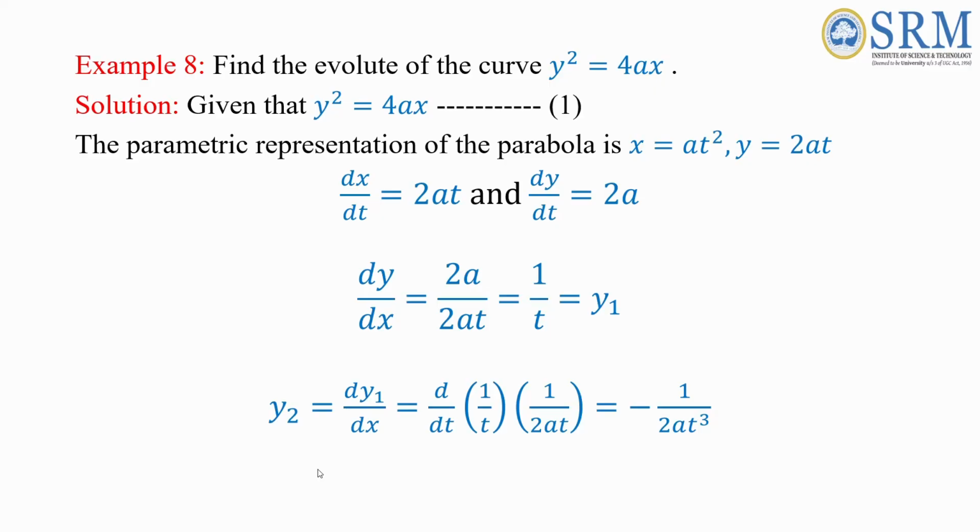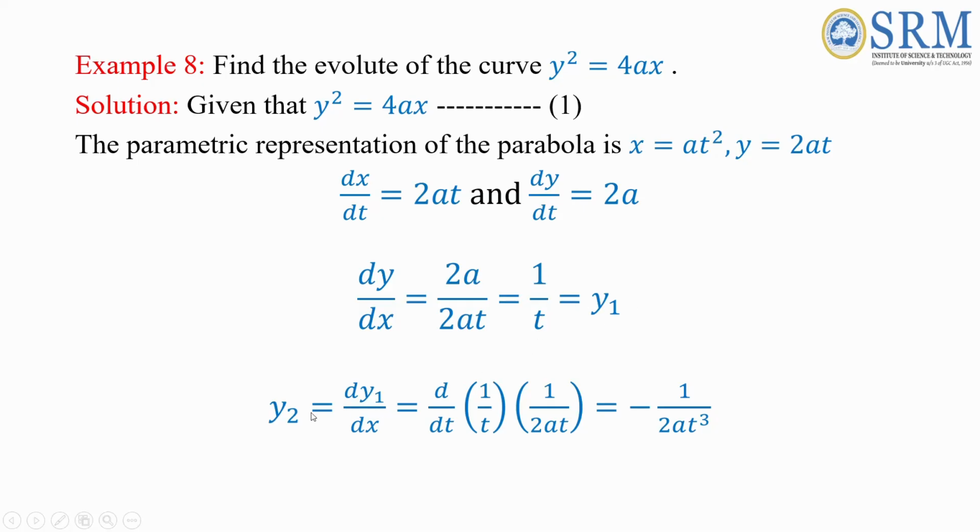Given the curve y square equal to 4ax, the parametric representation of the parabola is x equal to at square and y equal to 2at. If you plug x equal to at square and y equal to 2at, it will satisfy equation 1. You can verify. Now differentiate this parametric form with respect to the parameter, that is dx by dt equal to 2at and dy by dt equal to 2a. Therefore dy by dx equal to 2a divided by 2at, that is 1 by t, which is your y1.